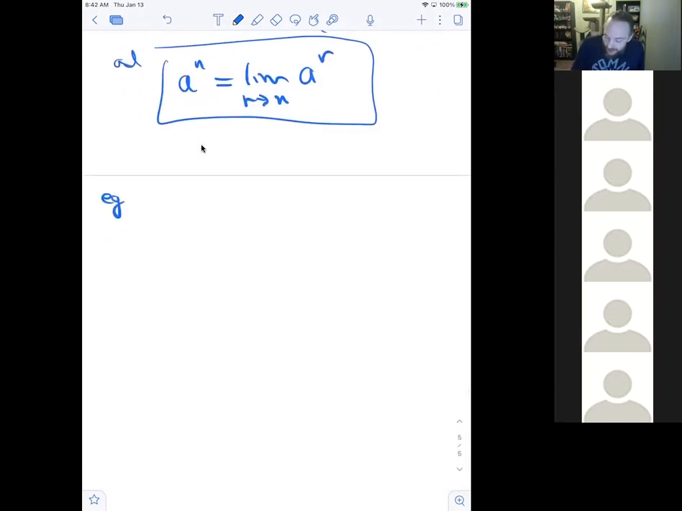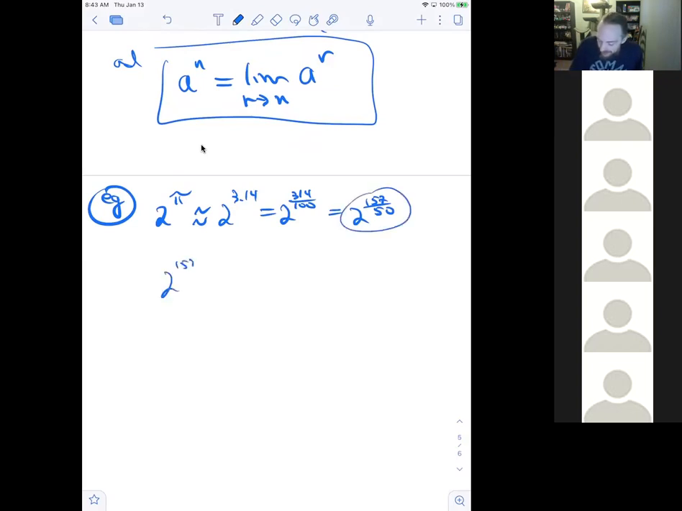As an example, if we want to know what 2 to the pi is, pi is approximately equal to 3.14, or in rational form, this is 2 to the 314 over 100, which you can reduce a little bit. I'm cheating because it's in my lecture notes. But you can take the 2 out. And then how do you compute this? 2 to the 157 over 50 is going to be the 50th root of 2 to the power 157, which turns out to be, I use a calculator at that stage. That's what we use calculators for, as a tool, not a crutch.